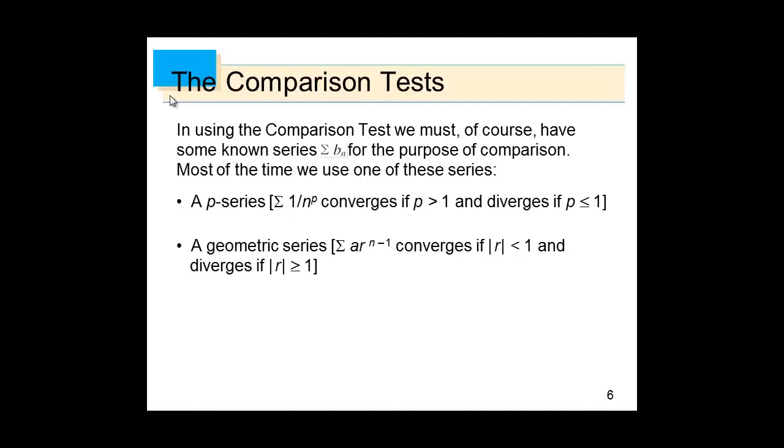Okay. And do we know when a p-series converges? A p-series converges exactly when p is what? Greater than 1. And a p-series diverges when p is less than or equal to 1. A geometric series converges when the common ratio is between -1 and 1, and diverges when the common ratio is greater than or equal to 1 or less than or equal to -1. Okay?